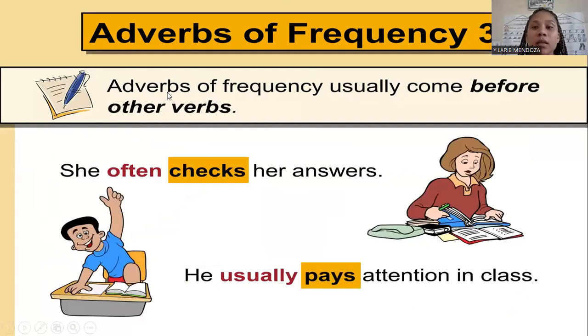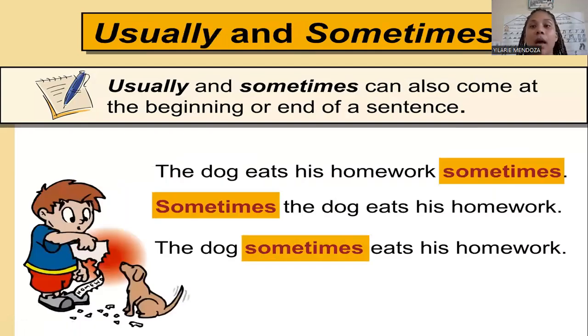The adverb of frequency usually comes before other verbs. She often checks her answer. He usually pays attention in class. Usually and sometimes can also come at the beginning or end of the sentence. The dog ate his homework sometimes. Sometimes the dog ate his homework. The dog sometimes ate his homework.